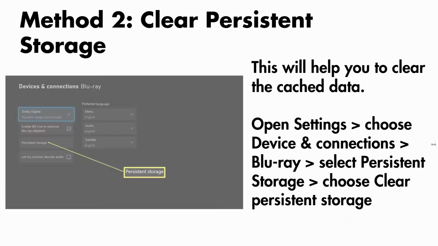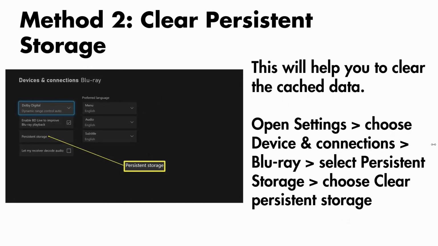The next is to clear persistent storage. This will help you to clear the cached data. For that, open settings. Now choose device and connections. Click on Blu-ray. Here select persistent storage. Then select clear persistent storage.